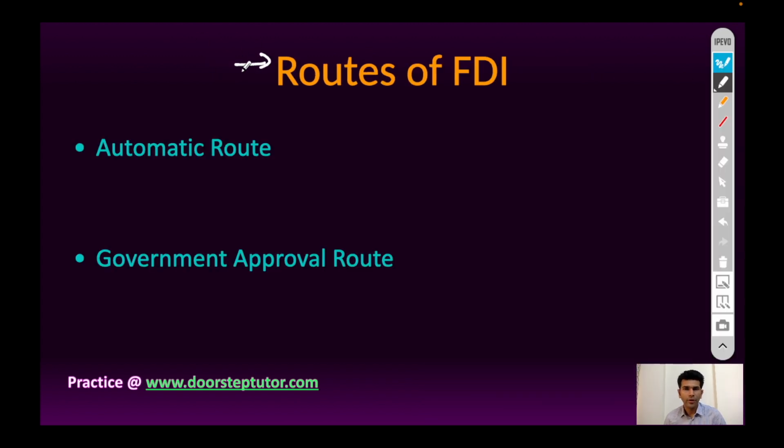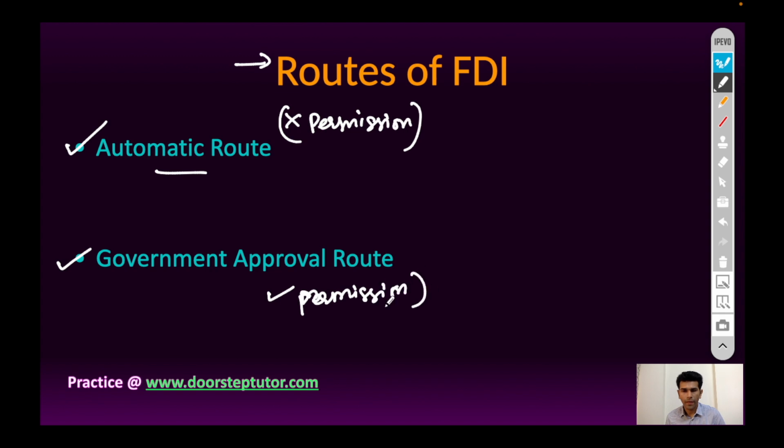Routes of FDI. If any foreign country wants to start their manufacturing unit and their business in India, then the government has established two routes. One is automatic route, wherein no permission is required. Any business organization established in a foreign country can start their business in India in automatic route in some sectors, and government approval route where permission is required. Government permission or RBI permission or other institution permission is required.